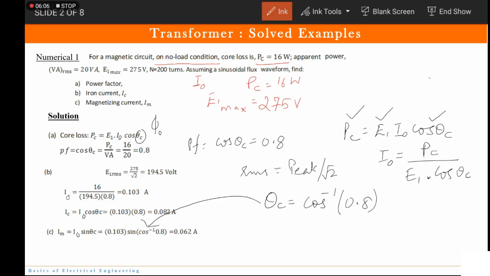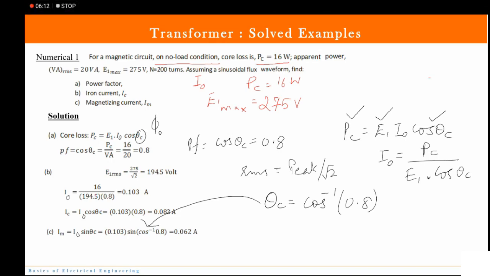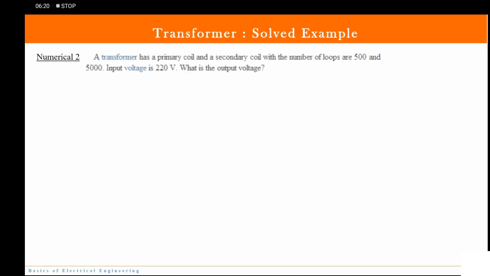Okay. So we got the magnetizing component of the current to be 0.062 amperes. So we have calculated all the values. I hope you understood how to solve such numerical. Fine. Let us go to the next numerical.